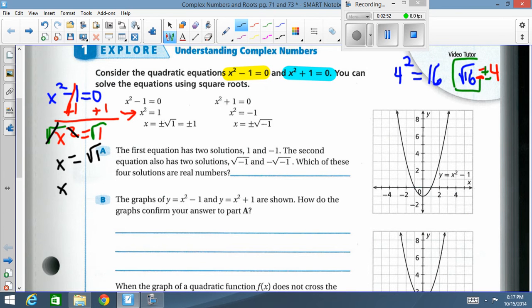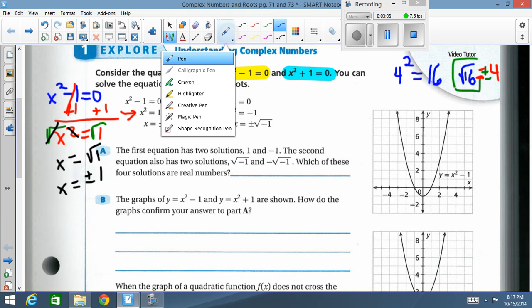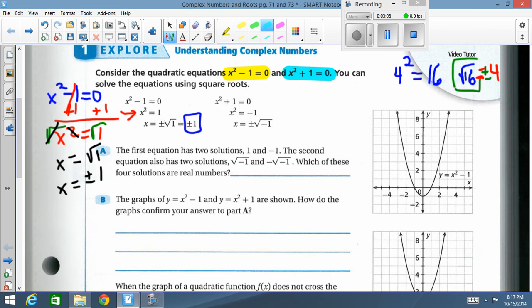So in this case, the square root of 1 is not only 1, but also negative 1. So that's where these two different solutions come into play. The two solutions for the first equation are 1 and negative 1. I did not want that to be blue. I wanted that to be yellow because it goes with the first equation.